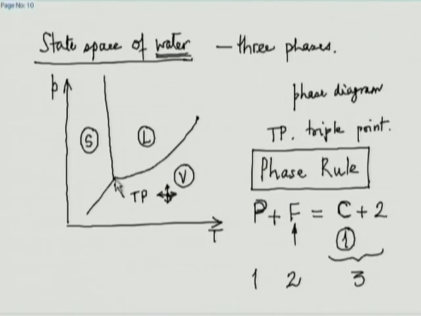Now let us look at the triple point. This is a point where you may have a solid from one side, liquid from one side, and vapor from one side. This is a point, triple point is all three phases are in equilibrium together. That means at the triple point, the number of phases is 3. Since the right hand side is also 3, the number of degrees of freedom is 0.